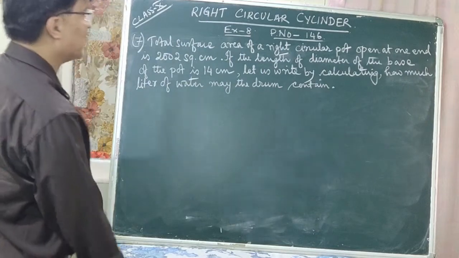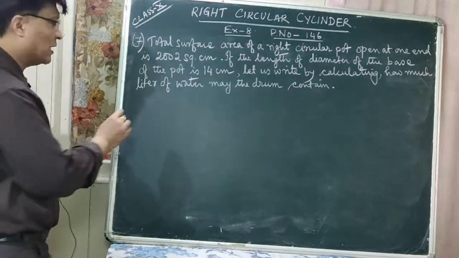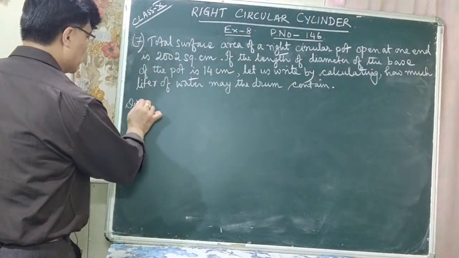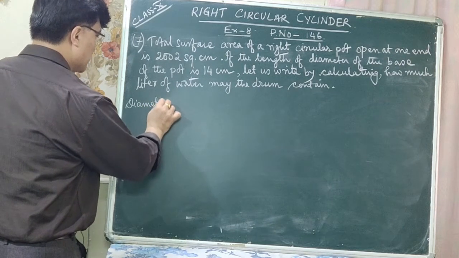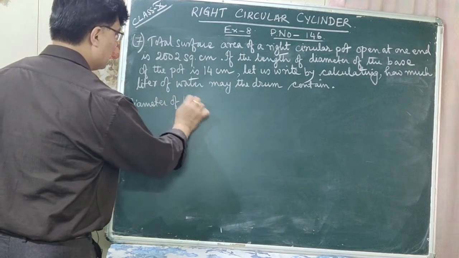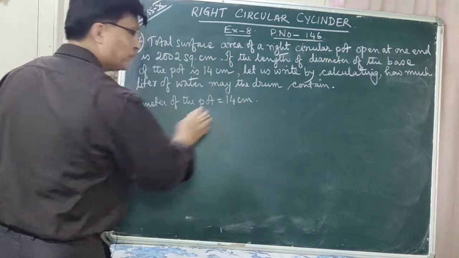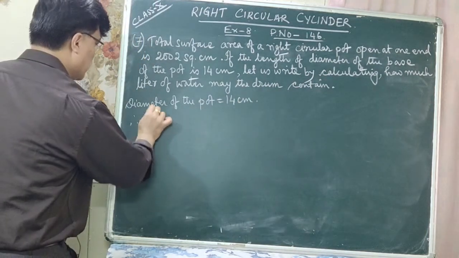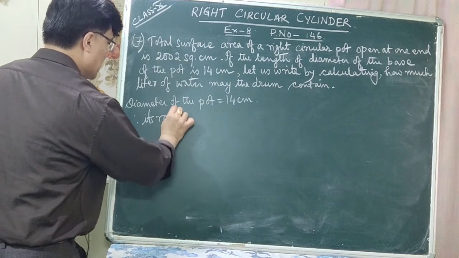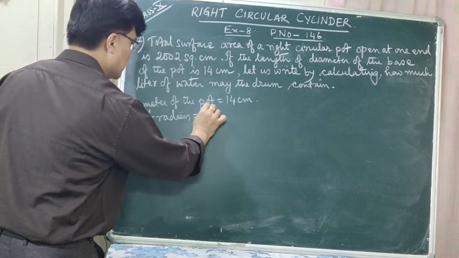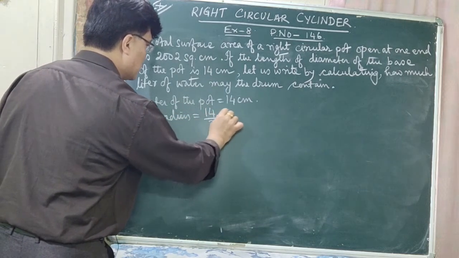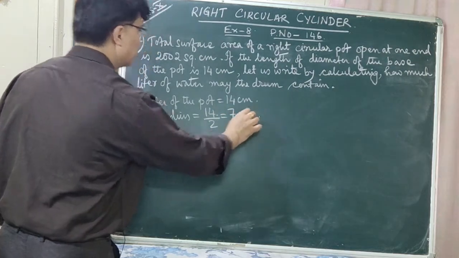So now in this case, the diameter of the base of the pot is given. Let us write down the diameter of the pot. So here the diameter of the pot is equal to 14 centimeter, right? Therefore its radius is 14 divided by 2, which is equal to 7 centimeter.